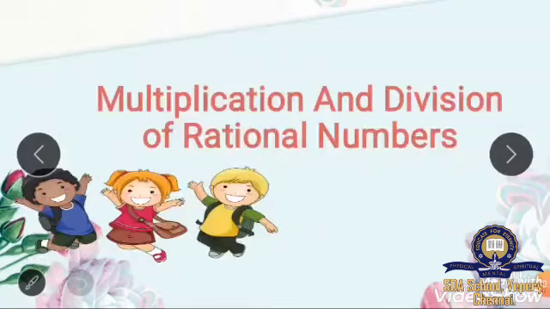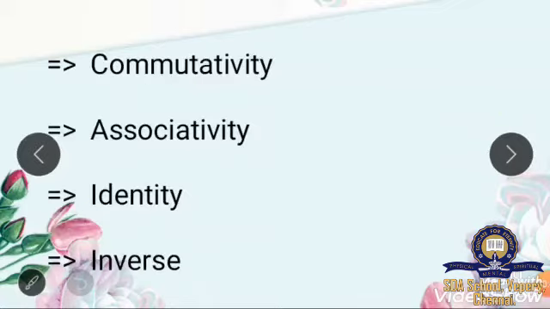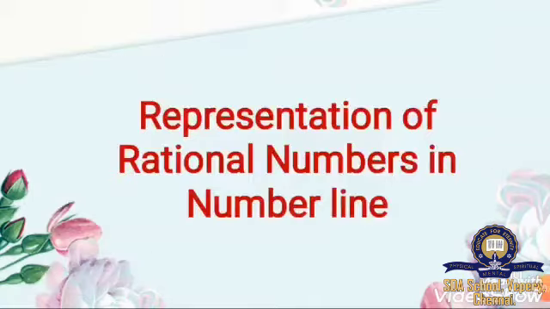Do you all remember what you learned in the previous class? Yes, we learned about the multiplication and division of rational numbers and their properties. Can anyone say which do not satisfy the condition of division of rational numbers? Yes, they are commutative, associative, identity and inverse. Today we are going to see how to represent rational numbers on a number line.